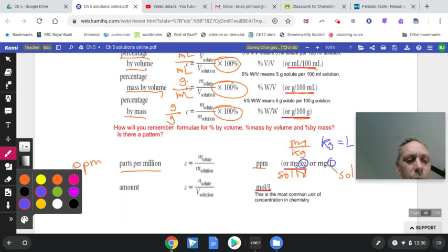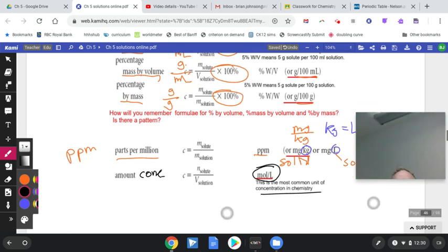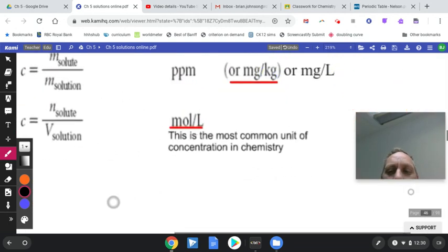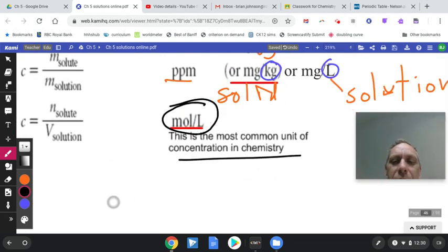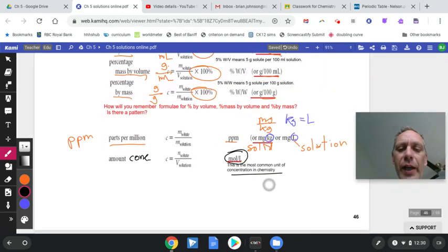And the last one, the one we use the most in Chem 20, is the amount concentration. In Chem 20, the word amount means mole. So the unit is moles per liter. As it says here, the most common unit of concentration in Chem 20 is moles per liter. So today we learn all 5, but for the remainder of the chapter, we are mostly using moles per liter.